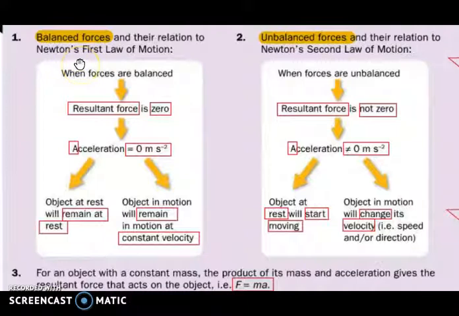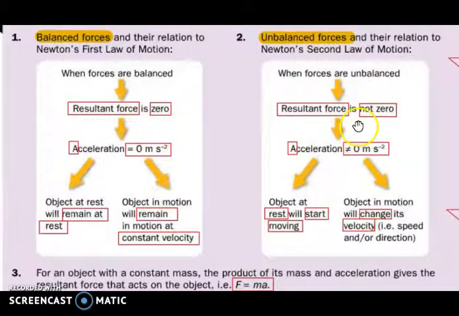All right, so let's just summarize what we've covered so far in today's video. We've talked about Newton's first law and second law. Basically, Newton's first law, forces are balanced. It doesn't mean there's no forces. It means that all the forces cancel out, or resultant force is zero. So in this case, acceleration is also zero, and an object will either remain at rest or continue moving at constant velocity.